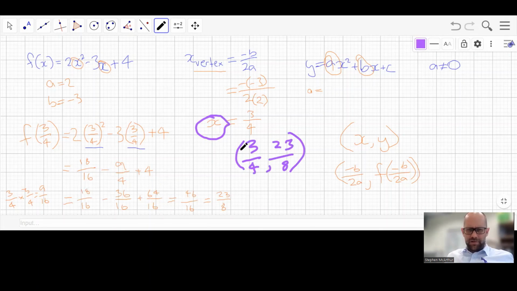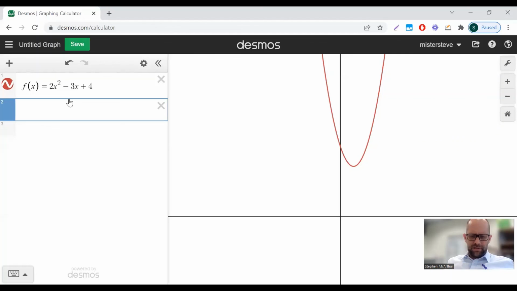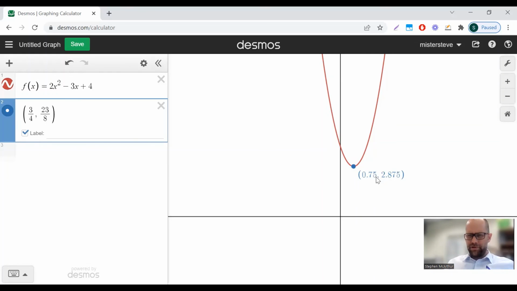So let's go back into Desmos and see if that works. 3/4, 23 over 8. Let's put it in. All right, 3/4. Oops. 23 over 8. And we'll go look at that. There it is. 3/4, 0.75, 2.87 is 23 over 8. But there we go. That's how we find the turning point of any quadratic.